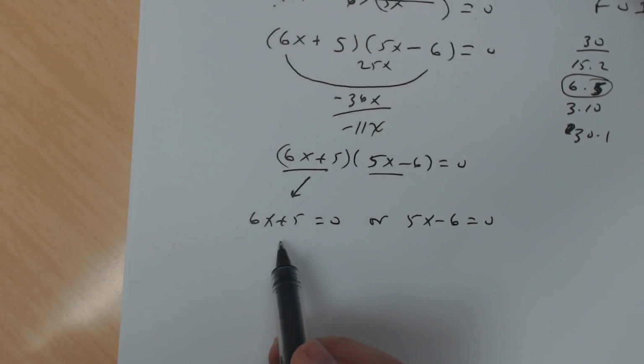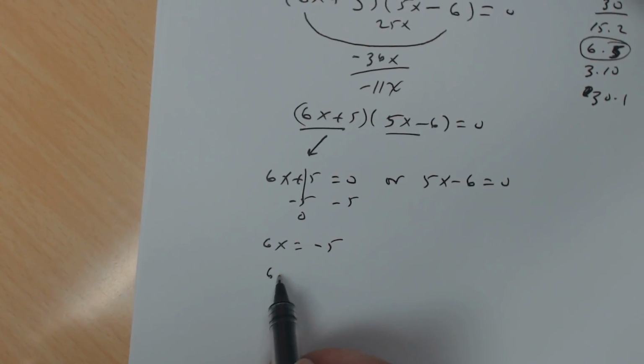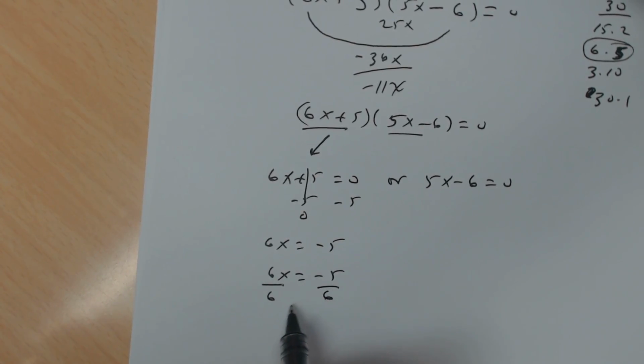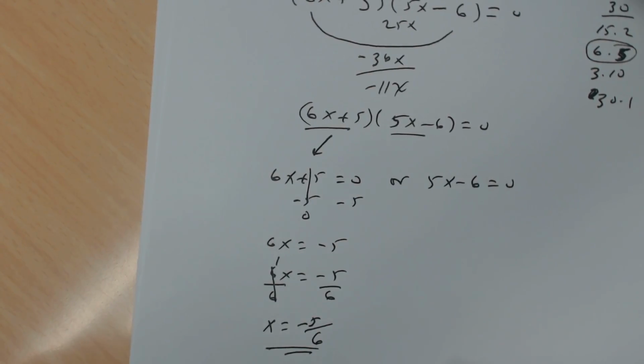To get the variable by itself, in this case I would have to subtract 5 from both sides. When I combine like terms, I get 0 here, and over here I get negative 5. To get x by itself, I have to divide both sides by the coefficient of x, which is 6. 6 divided by 6 is 1, 1 times x is x. And so one of my solutions is negative 5 sixths.